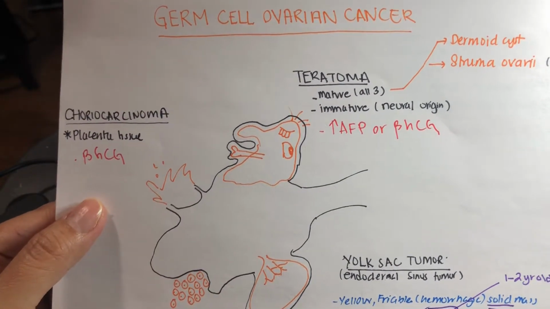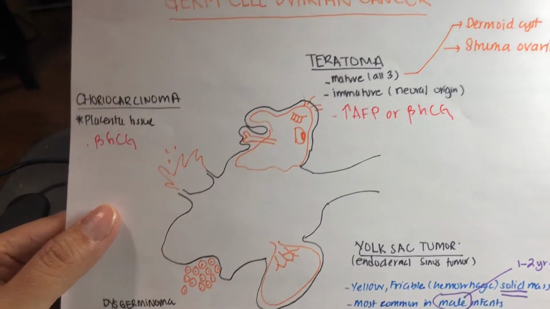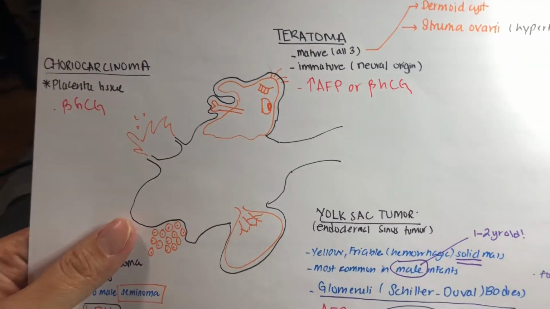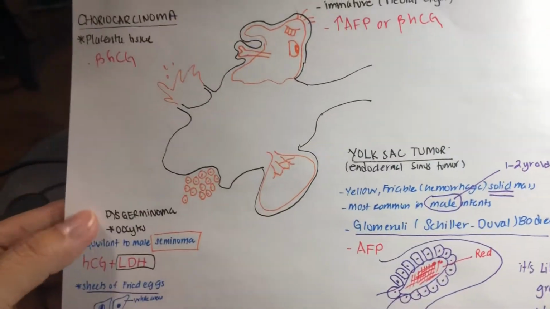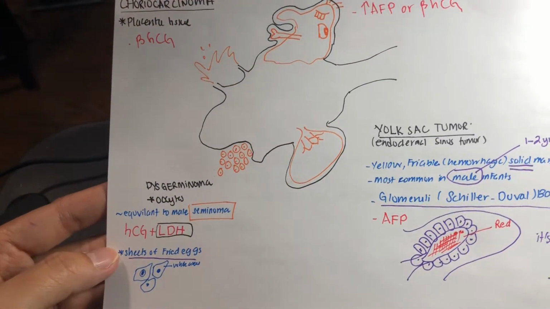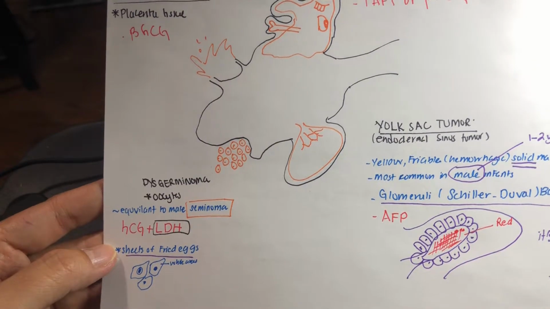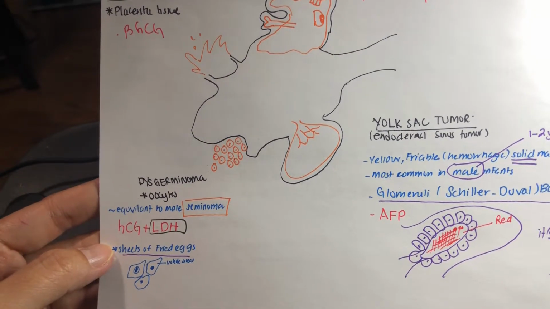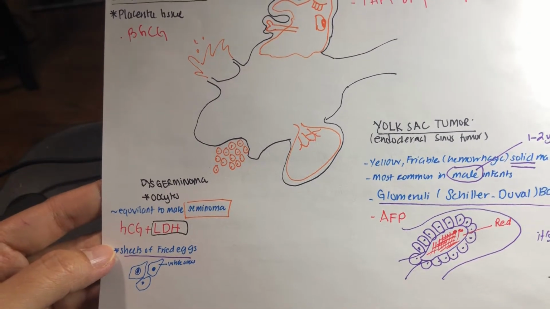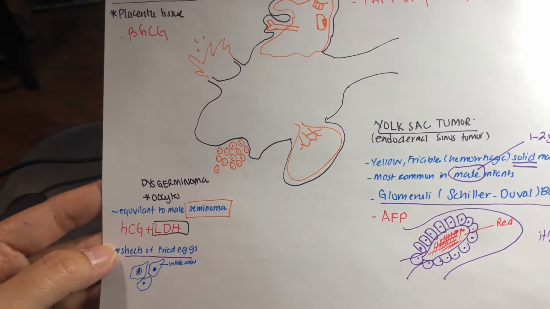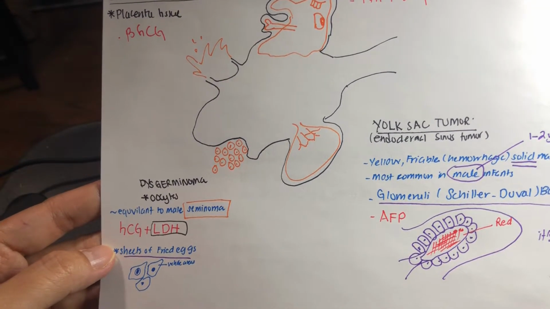Choriocarcinoma, it could be placenta tissue, so beta hCG. That's the only thing you have to remember about choriocarcinoma. And then there's another type called dysgerminoma. Dysgerminoma is an overproliferation of oocytes. The male equivalent is called seminoma. So dysgerminoma, seminoma, and remember oocytes.